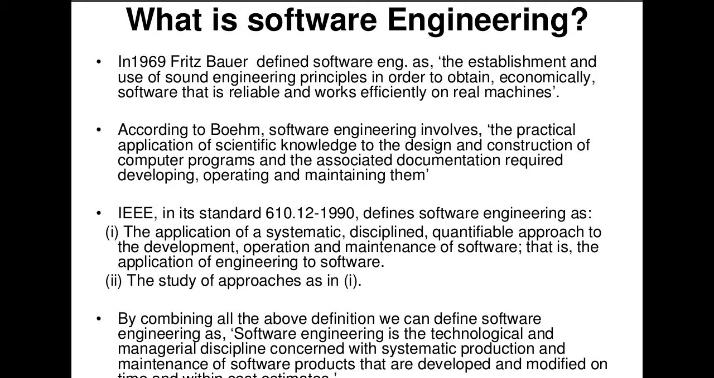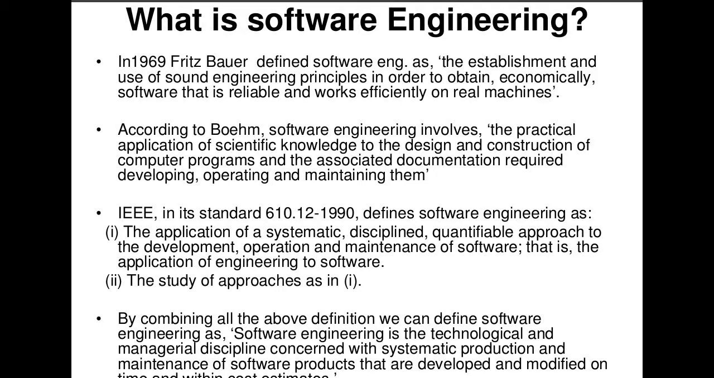Now, what is software engineering? Different computer scientists define software engineering in different ways. In 1969, Fritz Bauer defined software engineering as the establishment and use of sound engineering principles in order to obtain economically software that is reliable and works efficiently on real machines.